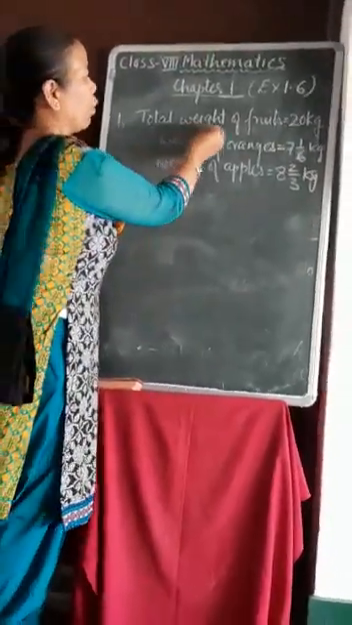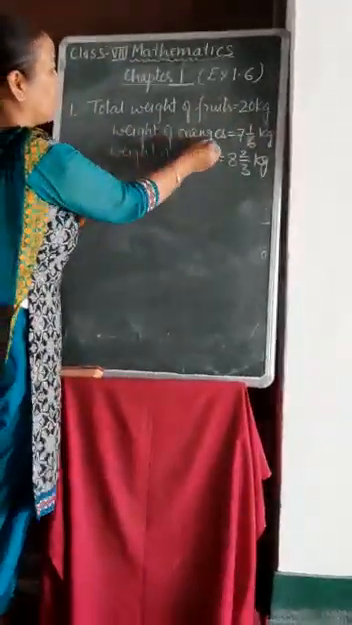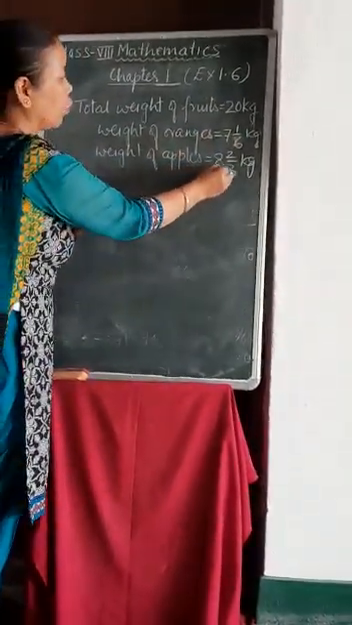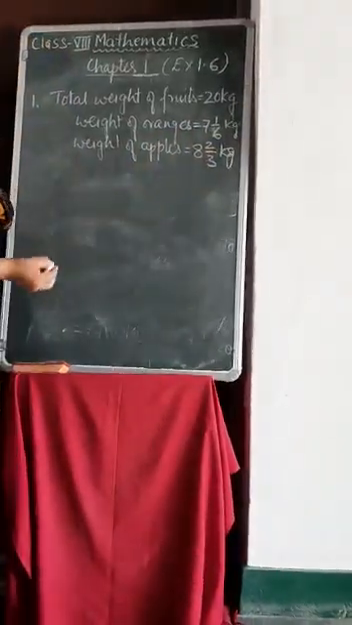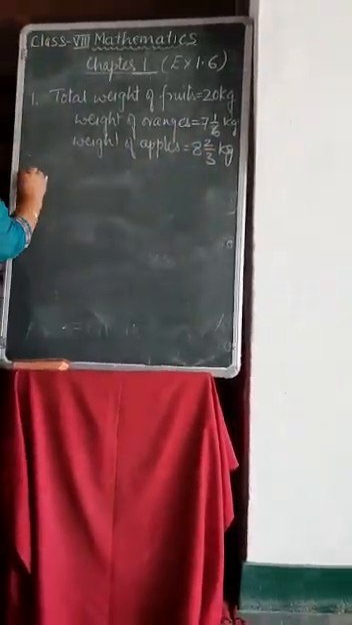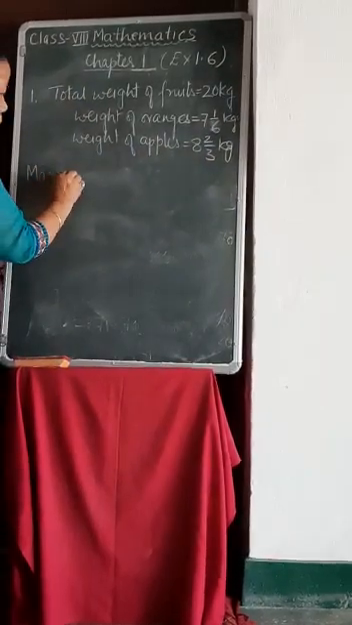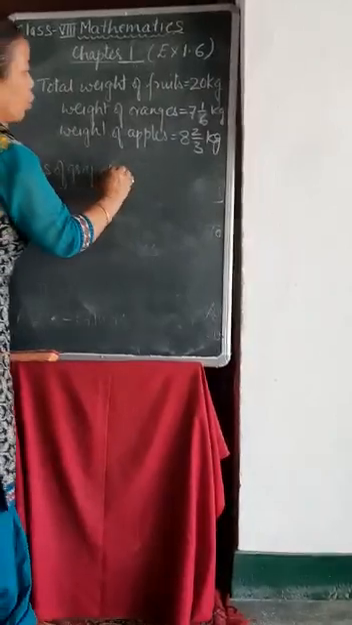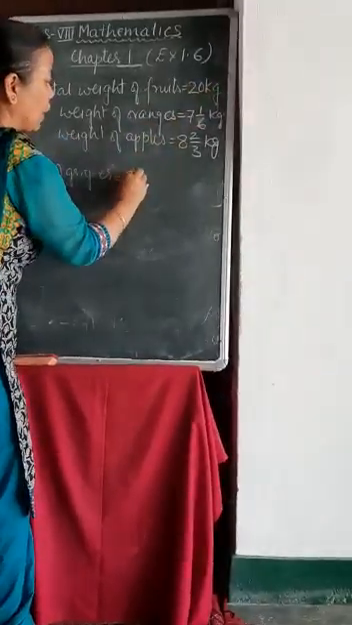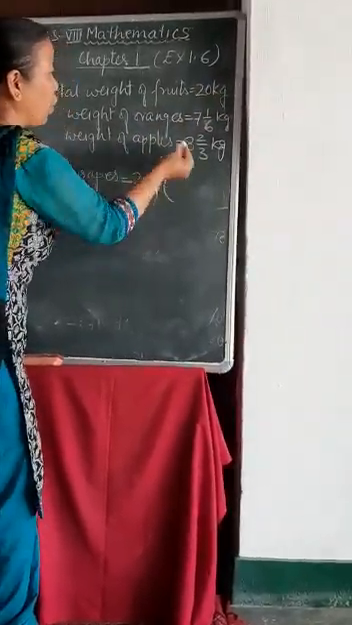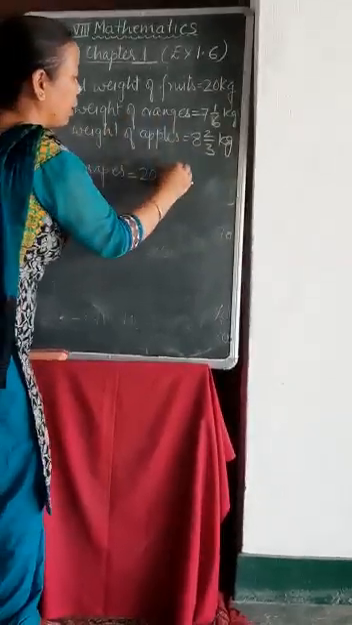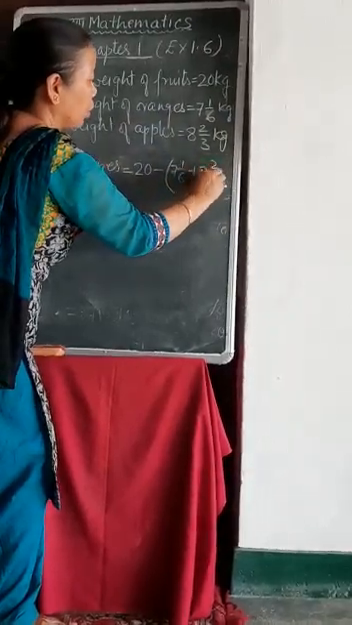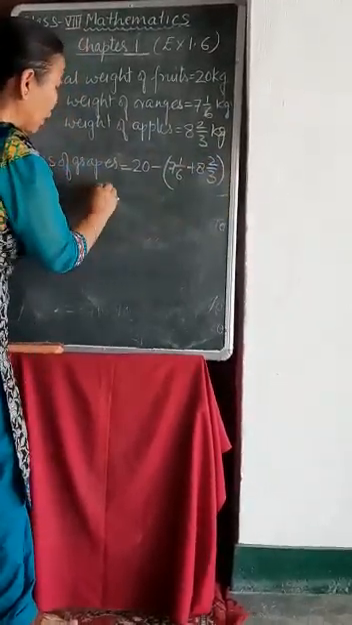So total weight of fruit is 20 kg and weight of oranges is 7 whole number 1 upon 6 kg and weight of apple is 8 whole number 2 upon 3 kg. Now we have to find out the mass of grapes. So here we will write down mass of grapes is equal to the total mass of the fruit, that is 20 kg, minus the sum of the weight of oranges and apple, that is 7 whole number 1 upon 6 plus 8 whole number 2 upon 3. So this will be equal to 20.